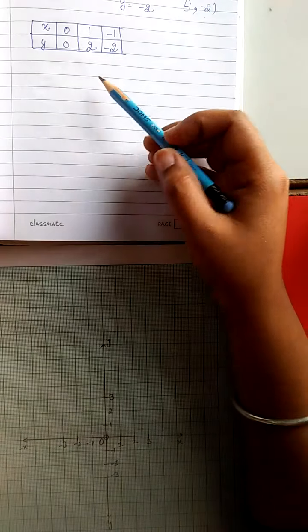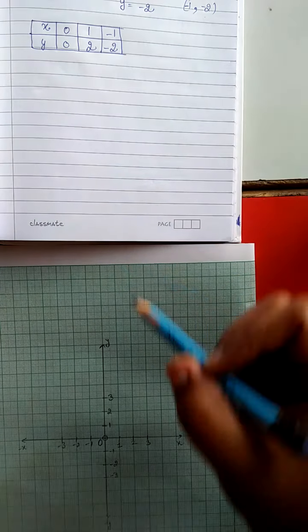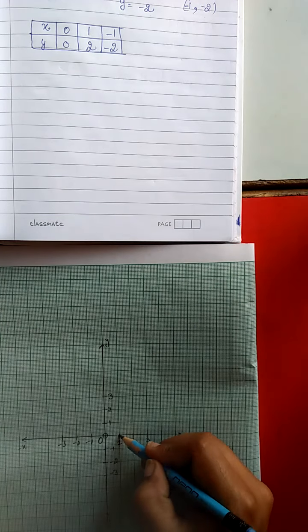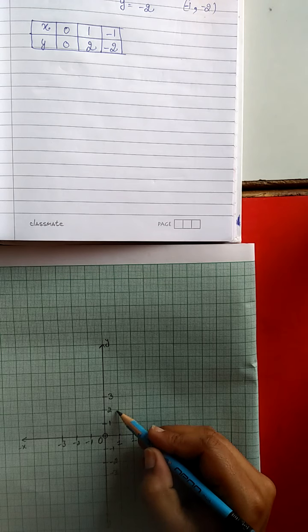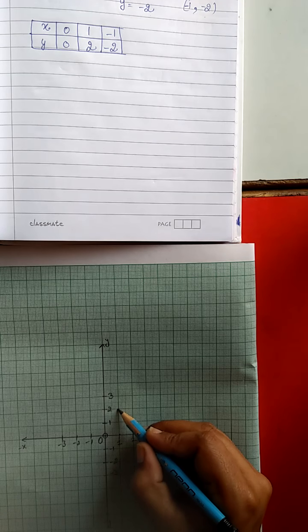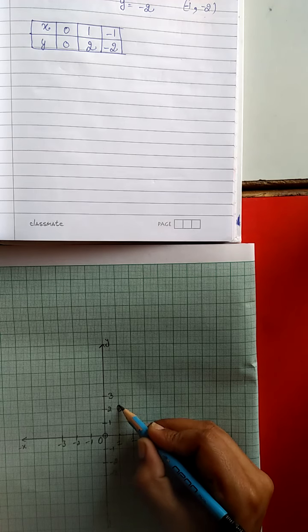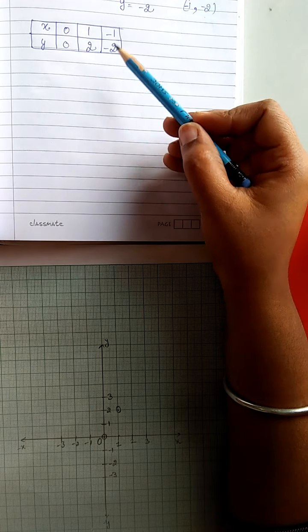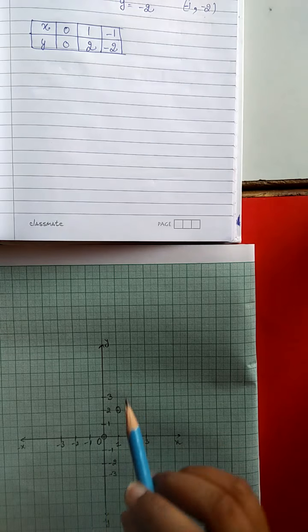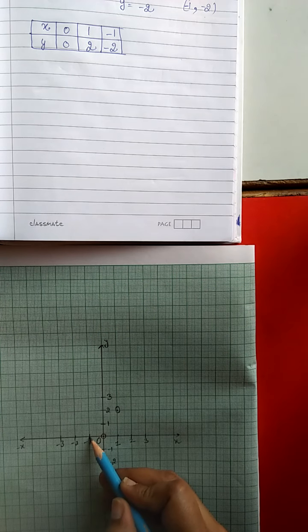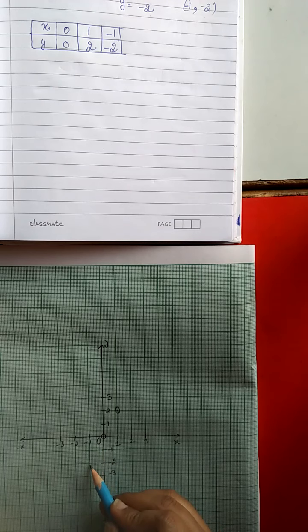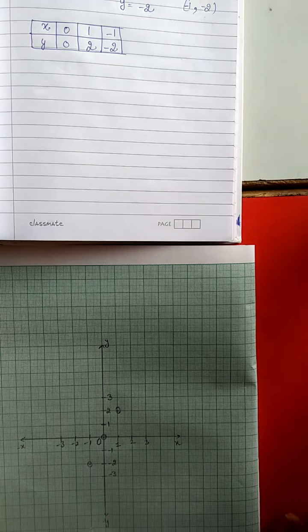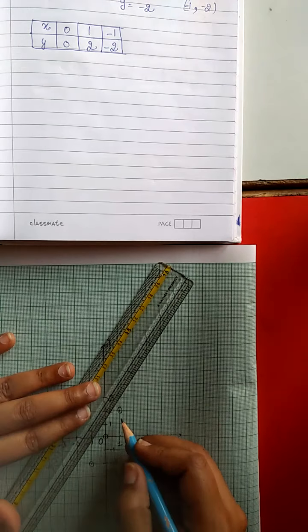Second point is x is 1, y is 2. X is 1 here, y 2 is here. Here 2 is coming, so its place is here, and x is 1 here, so the common point comes 1, 2. Third is minus 1, minus 2. As you see, x is minus 1 is here, and y is minus 2, that is here. So this is our point minus 1, minus 2. Now we join these points.